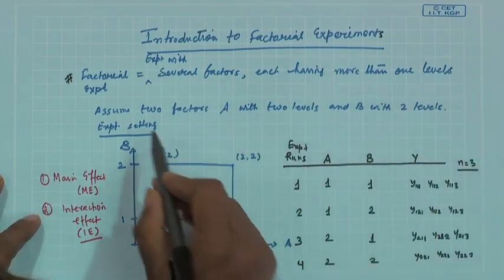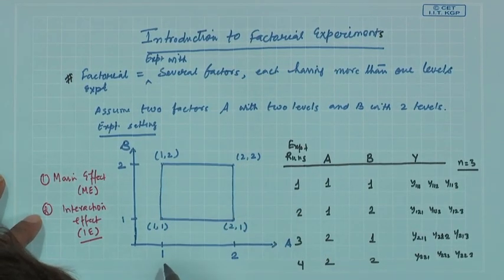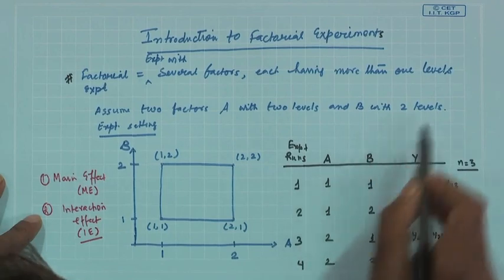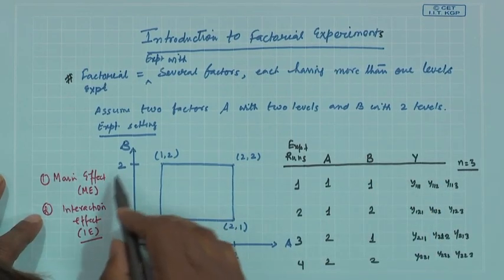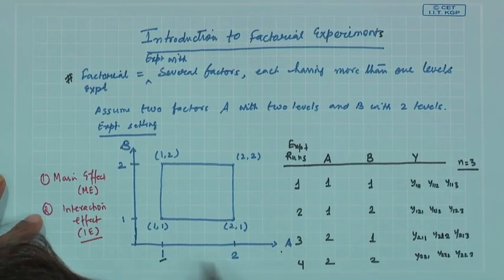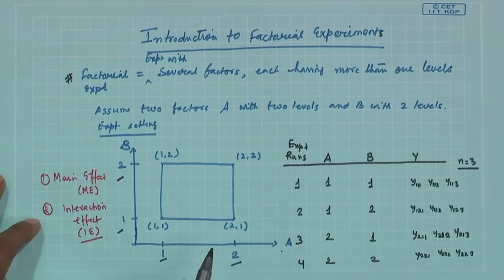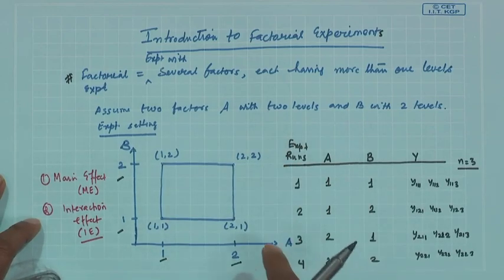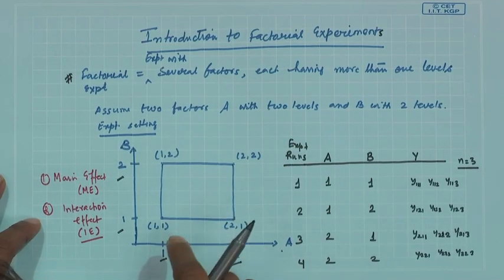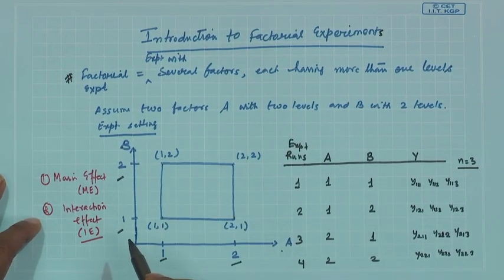For example, assume there are two factors A and B, A with two levels and B with two levels. Pictorially we can represent it like this: factor A with level 1 and level 2, factor B with level 1 and level 2. So this is a factorial design with two factors, and in this case you have four independent experimental settings.